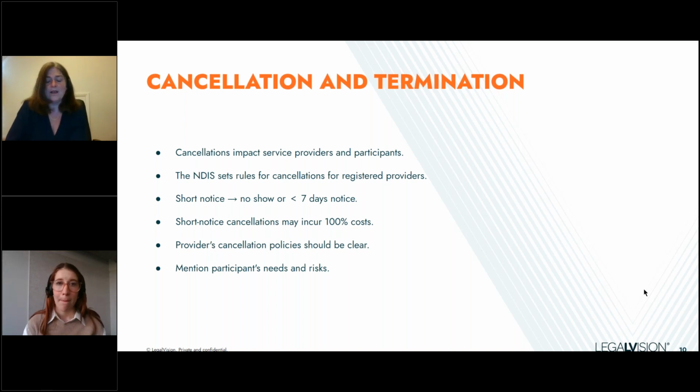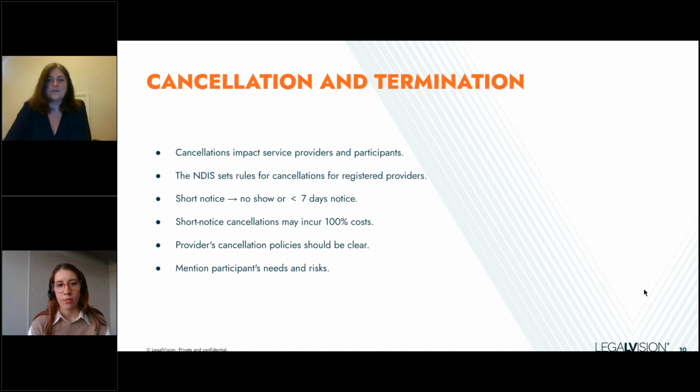In this case, you have to weigh up your duty of care to the participant and whether you have to provide a replacement staff member. And participants may also need to cancel their supports, either for the one appointment or they may want to cancel for a few months or weeks if they're going on holidays. The price guide sets out the guidelines in relation to short notice cancellations.